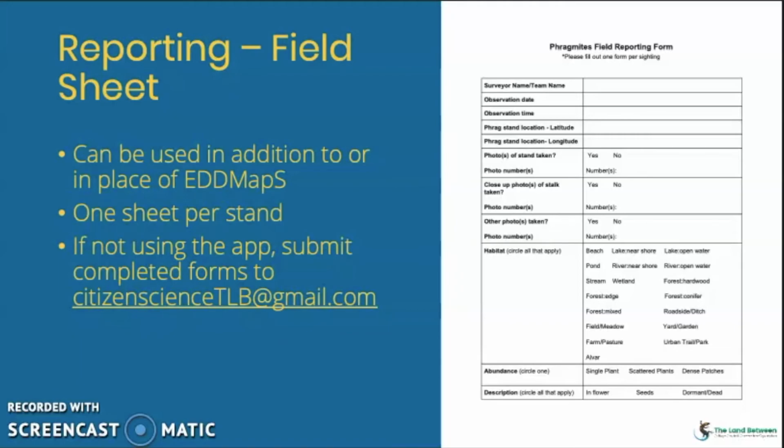If you are electing to use the field reporting form instead of the app, we ask that you fill out one sheet per stand. So we need all of this information for every stand of invasive Phragmites you come across. If you are going to use this field reporting form, we also ask that at the end of each of your survey days, you either scan or take a photo of each of your field reporting forms and email them to us at citizensciencetlb@gmail.com. And then we'll be able to input all of the information that you gathered into the app for you.